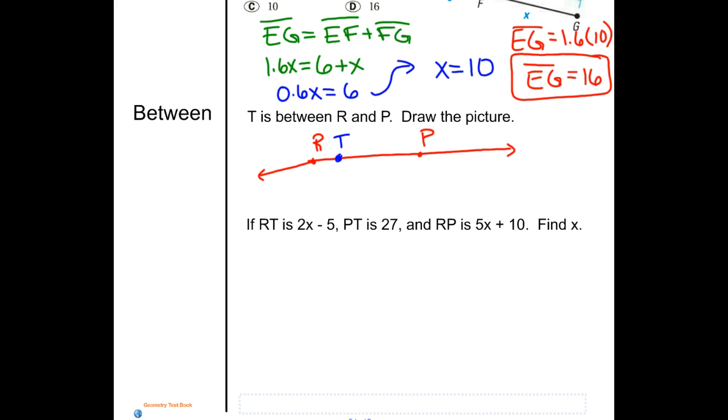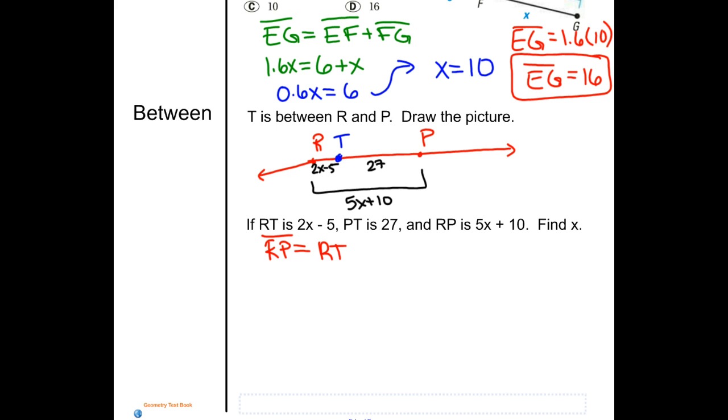Now if RT is 2x minus 5, PT is 27, and RP is 5x plus 10, find x. Sorry, I said find T. So let's fill in what we know. RT, that's this part right here, is going to equal 2x minus 5. PT equals 27. And RP, so this whole thing, equals 5x plus 10. Now all we have to do is solve it, just like we did that previous problem, using the pieces that we know.